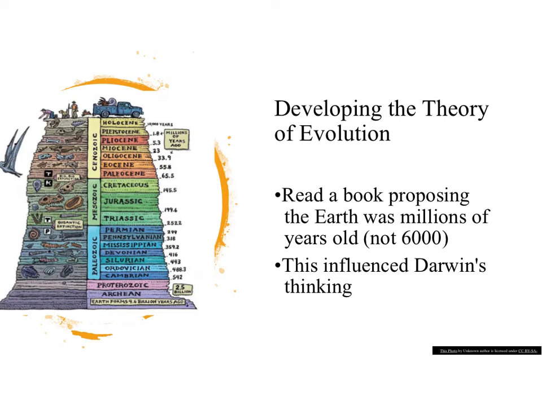Now, while he was on this boat for 5 years, he read a book called Populations, and this book actually proposed the Earth was millions of years old, not 6,000. And so this influenced Darwin's thinking, and it started to change the way he thought about these specimens he was collecting. By opening the door that the Earth is millions of years old instead of 6,000, that really allowed him to start thinking about, well, where did these come from? Why are they like this? And so it really changed his thinking.